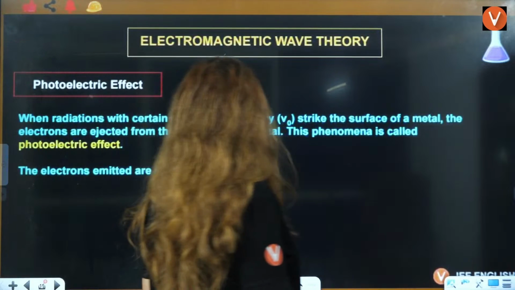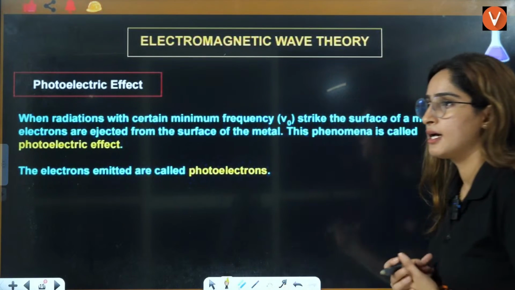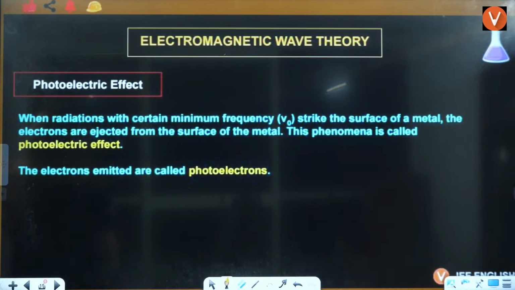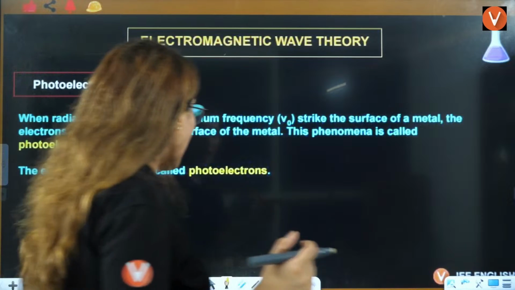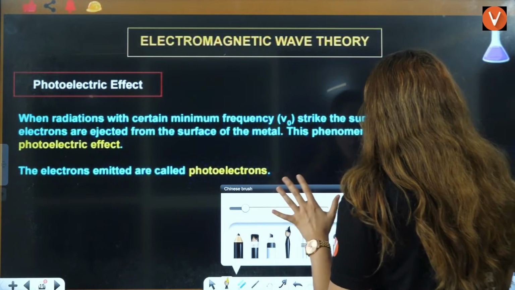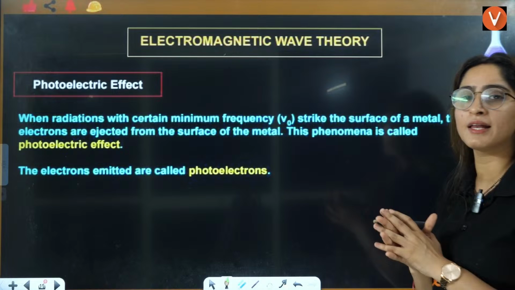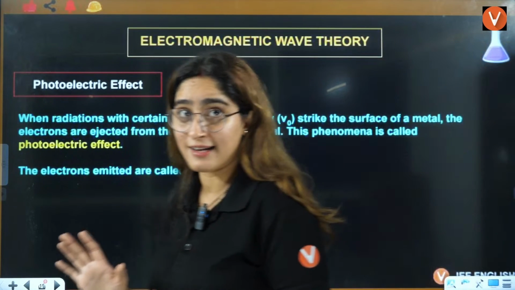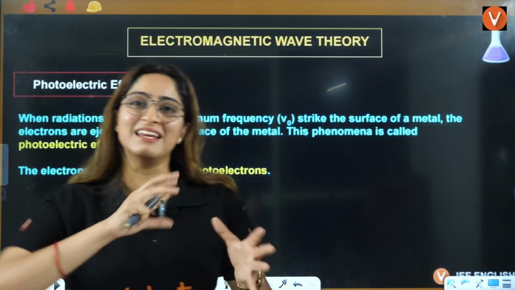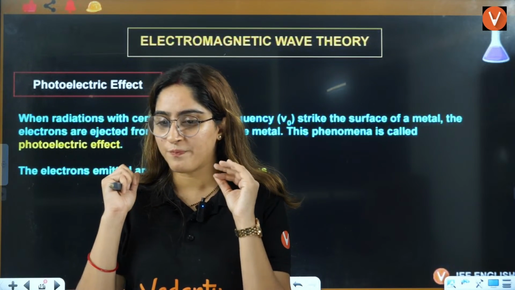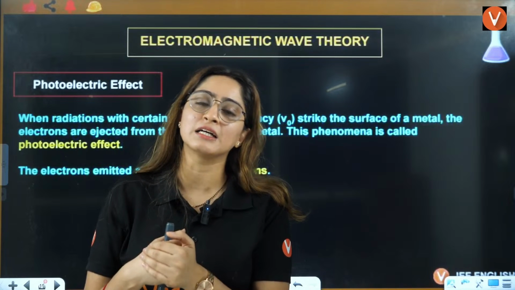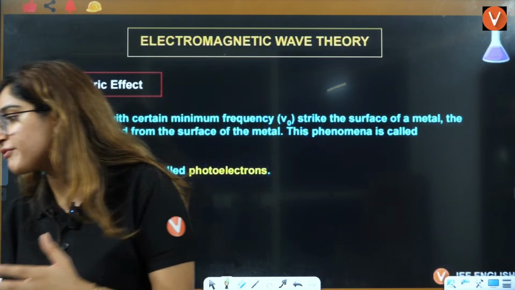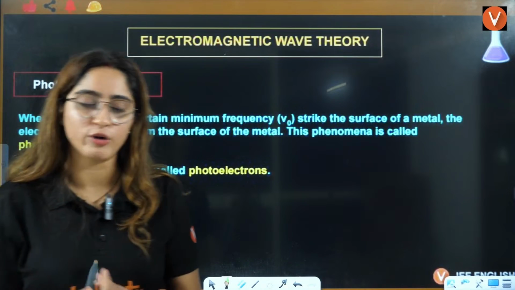Next is the photoelectric effect. Yes, everybody. When you talk about the photoelectric effect, it's a very simple thing that we will talk about. It's actually very interesting also, right? This is another effect that shows you that electromagnetic radiation has a particle nature. It does not have a wave nature, right? So we'll talk about that.